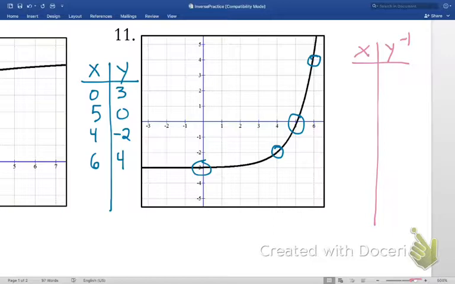So now switch your x's and your y's. So I'd have 3, 0, 0, 5, negative 4, 2, and 4, 6. Okay, let's put those on the graph. So 3, 0 is on the graph. 0, 5 is on the graph. Okay, negative 2, 4.